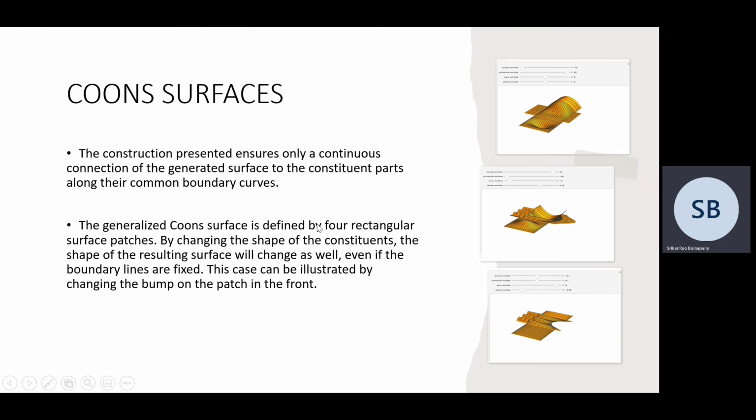The generalized cone surface is defined by four rectangular surface patches. By changing the shape of the constituents, the shape of the resulting surface will change as well, even if the boundary lines are fixed. This case is illustrated by changing the bump on the patch in front.